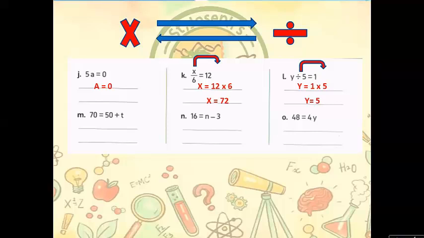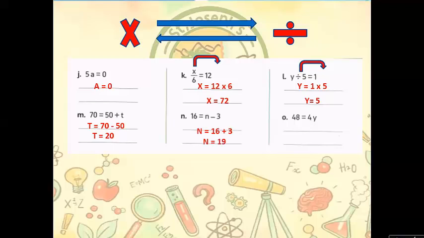Letter M, 70 equals 50 plus t. So I'm going to put the 50 outside and change its sign. It will be t equals 70 minus 50 equals 20. Letter N, 16 equals n minus 3. So I'm going to put the 3 outside with plus. So n equals 16 plus 3 equals 19.